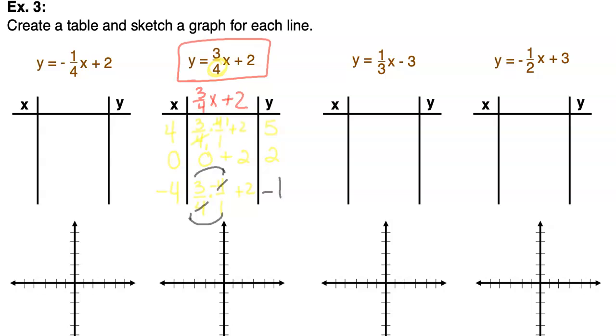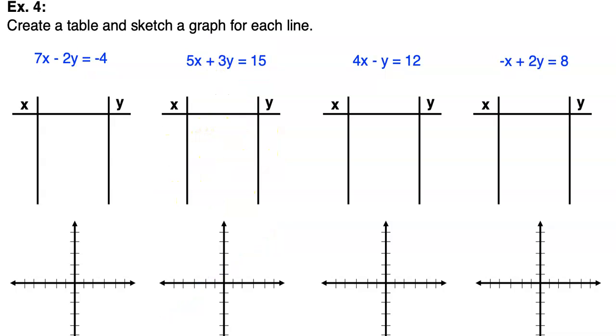I'm going to go ahead and graph those. So at 4, 5, at 0, 2, and at -4, -1. And they connect together pretty nicely right there. So that's what that looks like when you have fractions. You'll use 0, whatever the denominator is, and then its opposite. Okay, so these are problems where we definitely need to get y by itself.